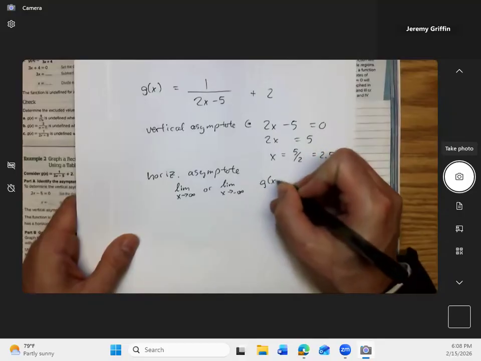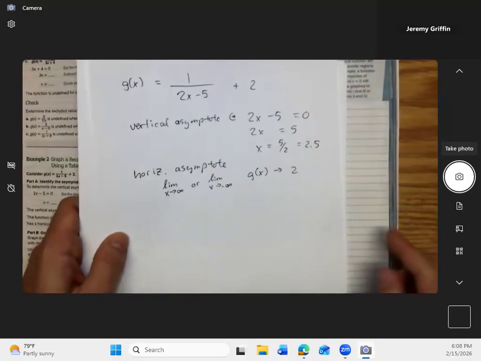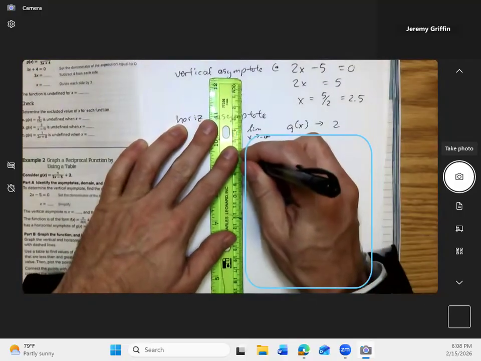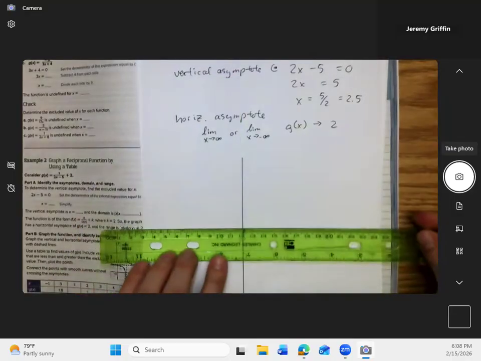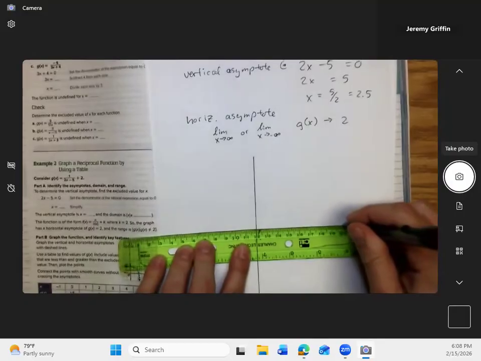So g of x approaches 2. Right, so you say y equals 2 would be the horizontal asymptote. You gotta get a graph going. Now your book is trying to encourage you to use a table here, so you got a table of values too.